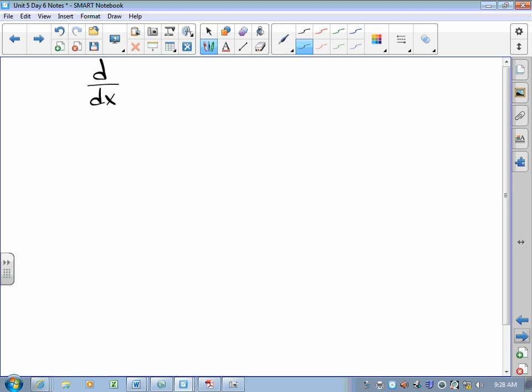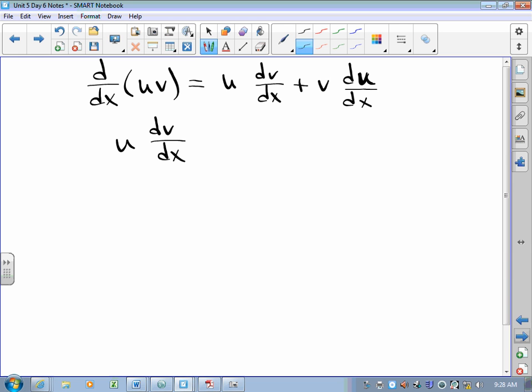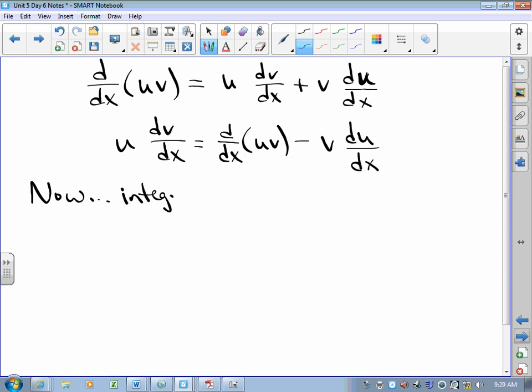Remember what the product rule was. The product rule says if I'm taking the derivative of a product, uv, I do first times the derivative of second plus second times the derivative of the first, v du dx. Which means that u times dv dx is just the derivative of uv minus v du dx. That's simple subtraction, folks. So now we integrate.